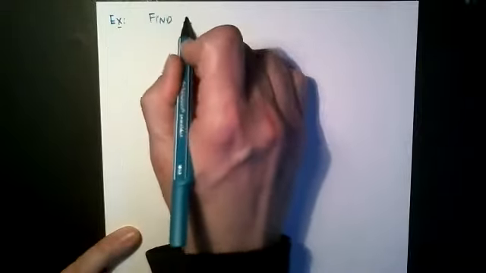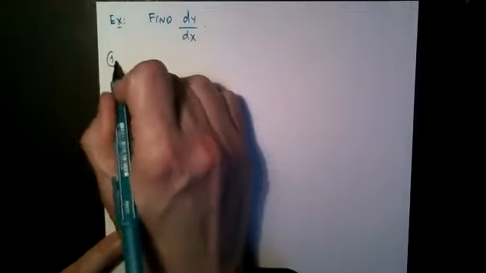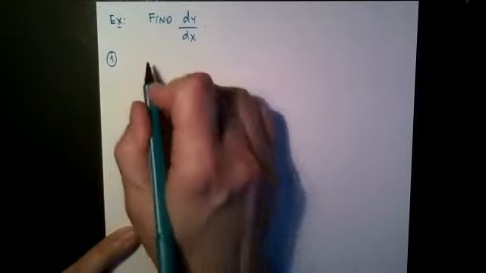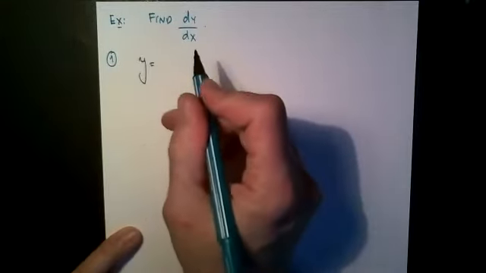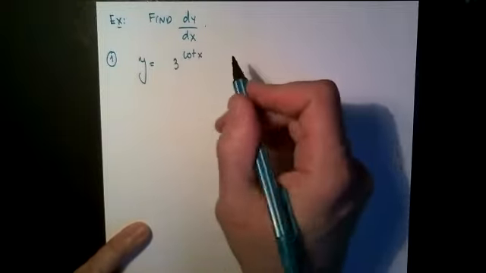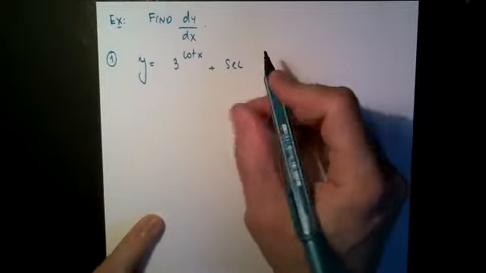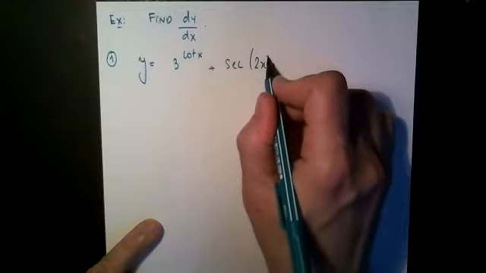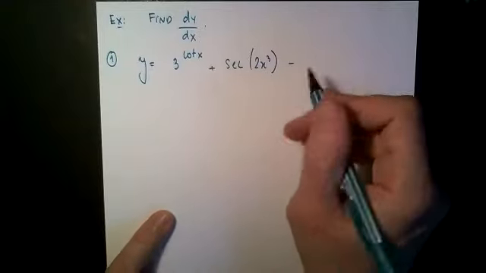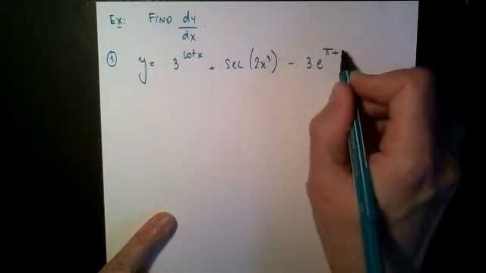Here we go. Find dy over dx. Okay, so first, let's say y is equal to 3 to the power of cotangent of x plus secant of 2x cubed minus 3 times e to the power of pi plus 5.